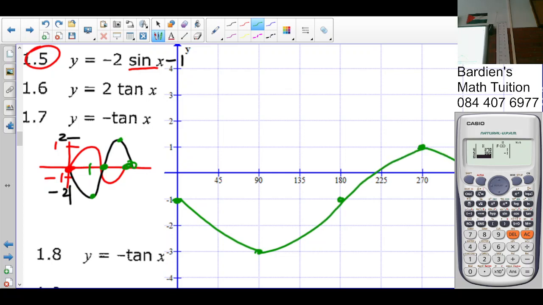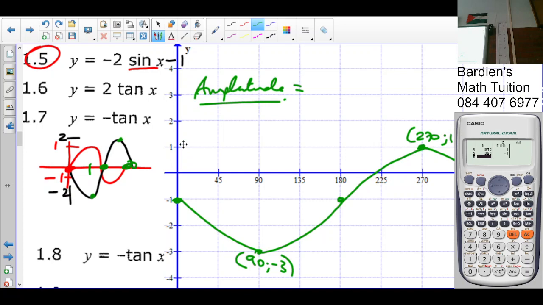And these endpoints, since they're not on the axis, I must draw them in. This is 270 and 1, and this is going to be 90 and minus 3. Do you see? What is the amplitude of this graph? Amplitude is from the neutral, from the middle, which is here. You will agree this is the middle, to the maximum. What is that distance? 2. So the amplitude here is 2.